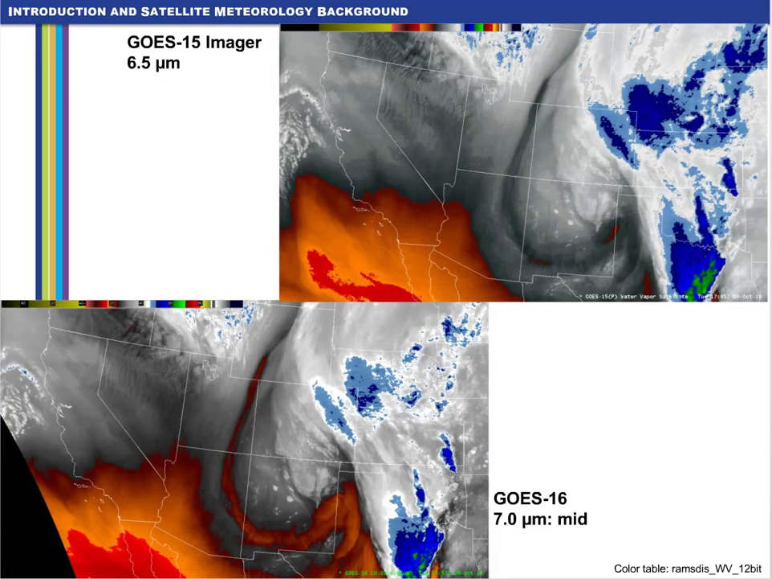Let's compare the pre-GOES-R era GOES 15 water vapor channel with the GOES 16 7.0 micron mid-level water vapor band. Unfortunately, we cannot make a direct comparison since there's not a 6.5 micron channel on the GOES-R series, so we choose 7.0 microns, which will have slightly warmer brightness temperatures since the weighting function peaks lower in altitude. A comparison shows the improved resolution of the GOES 16 imagery. The improvement in spatial and temporal resolution will greatly enhance your ability to identify features in the imagery.